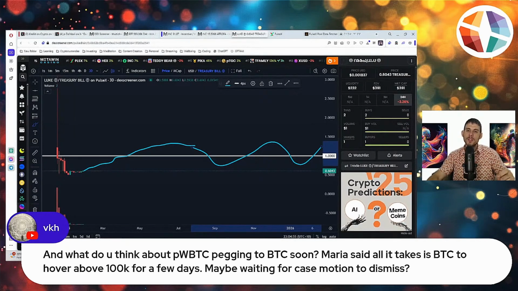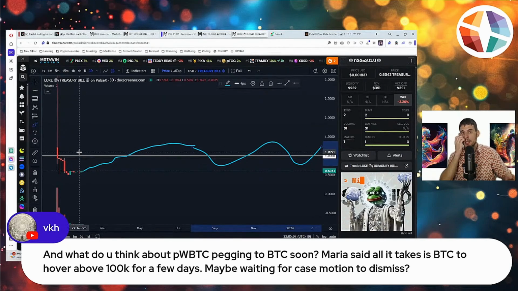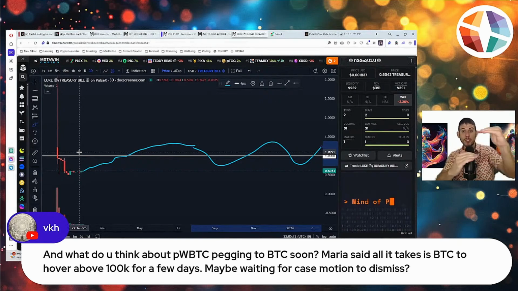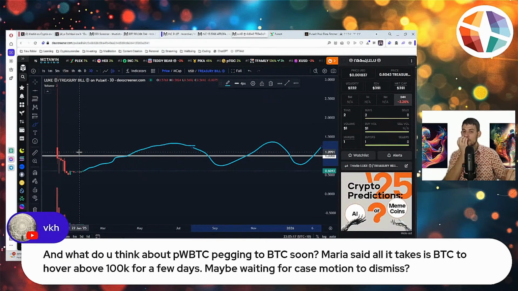Maria said all it takes is around the 100K, maybe waiting for a case motion to dismiss. I mean, it has done that in the past, VKH. It has actually in the past, pWBTC and pDAI. It has stayed in the ratio of pDAI to pWBTC. The value of it bonded together is the same as Bitcoin to the US dollar, which is pegged to the dollar. That was very interesting.